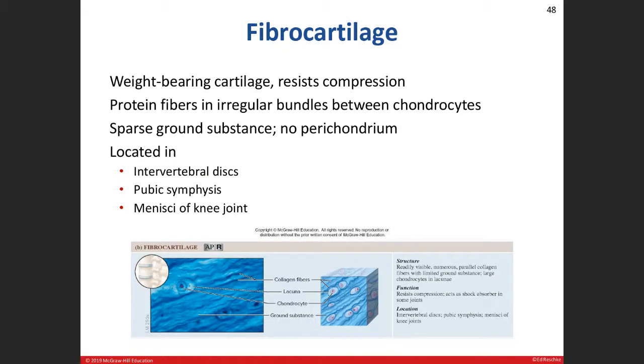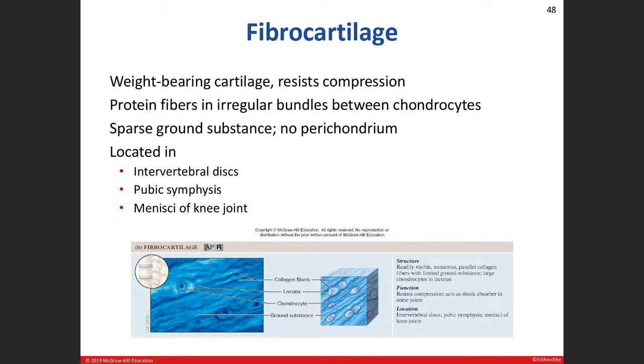The next type is the fibrocartilage. This one literally carries a heavy load. It's a weight-bearing type of cartilage because after I tell you where it's located, you'll agree with me why it's a weight-bearing type of cartilage. So it's undergoing compression all the time. To use a southern term, it's getting mashed down, all the time, getting mashed, all right?